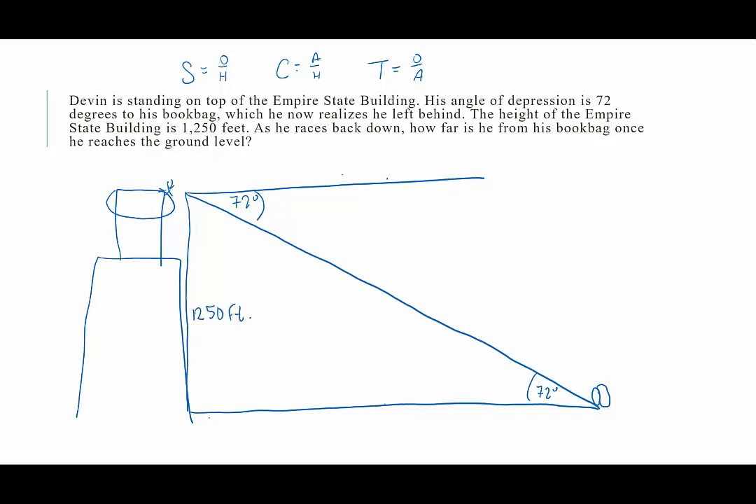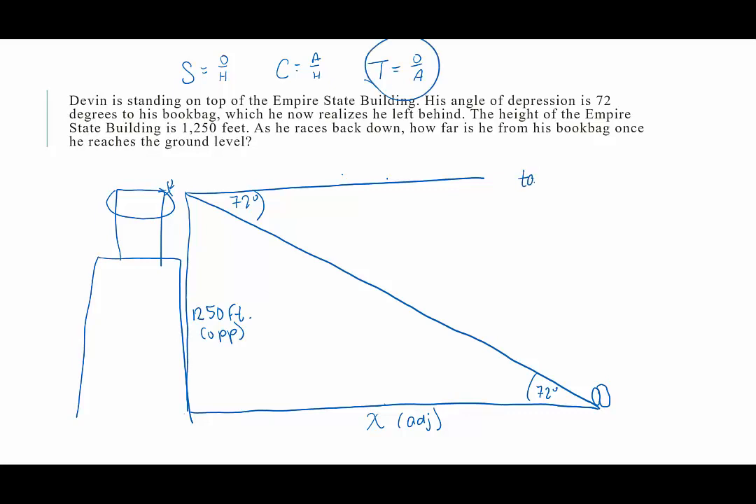And what else do we want? Oh, so he gets to the bottom, right? He takes the elevator down. Now he's sprinting straight to his book bag. Nothing's in his way. How far is he going? That's our unknown. Okay, so we have our angle over here. This would be the side opposite the angle. And this is the side adjacent, right? We're not using the hypotenuse in this case, which means we want to use our friend tangent.